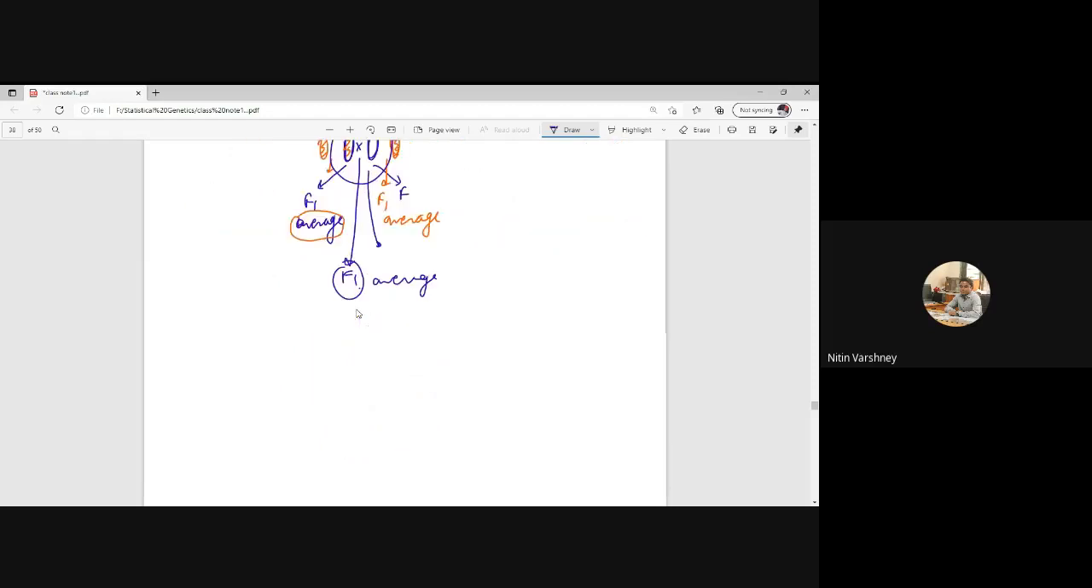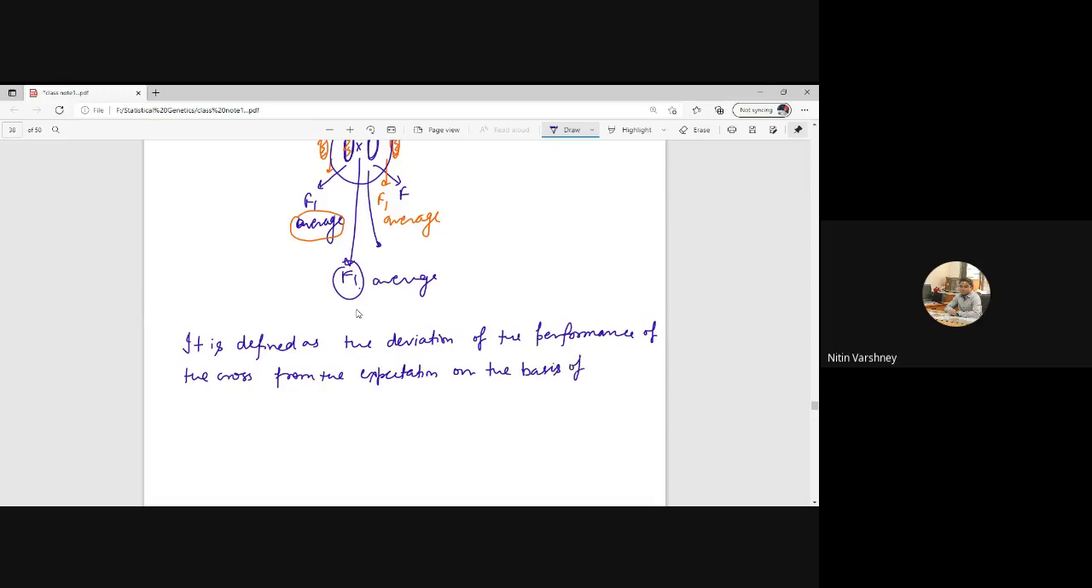So it is defined as the deviation of the performance of the cross from the expectation on the basis of the average GCA effects of the two lines involved.